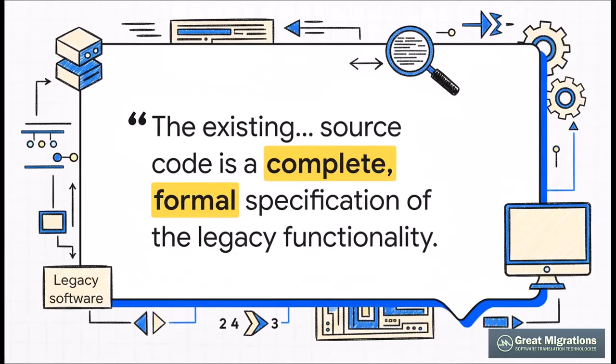You know, the source material says it perfectly. The existing source code is a complete, formal specification of the legacy functionality. This isn't about what people think this system does or what they remember it doing. It's about what it actually does, line by line, right there in the code.